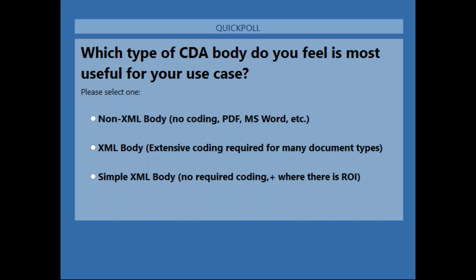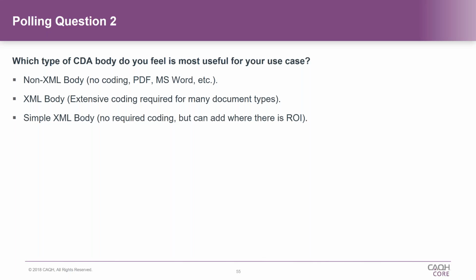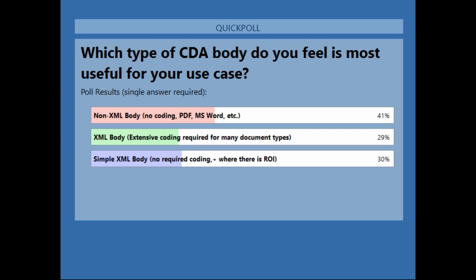Absolutely. So let's close this in maybe 3 seconds and share the results. Okay, so we're sharing the results, and it looks like the first option got the most response, so that's a non-XML body, followed by the simple XML body with 30%, and then the close third option with 29% of the vote is the XML body. Is that what you anticipated?